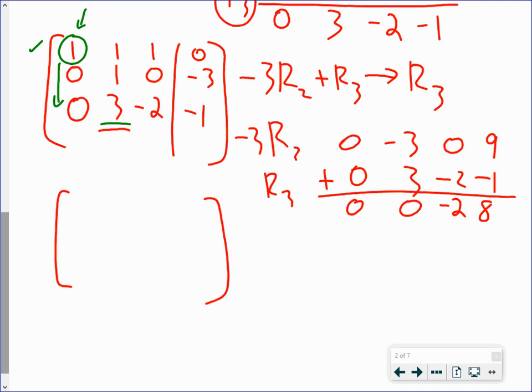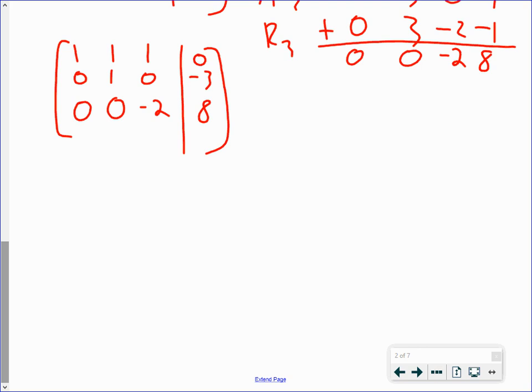So let's go ahead and put this into our matrix again. The first and the second row stay the same. We didn't do anything to them. And my third row is what we just got: 0, 0, negative 2, and 8. So all that's left is to make sure that the diagonal is all 1, since we have zeros where we need them to be. All that's left is to change that negative 2 to a 1. So what I'm going to do is multiply row 3 by negative 1/2. And that will replace my row 3.